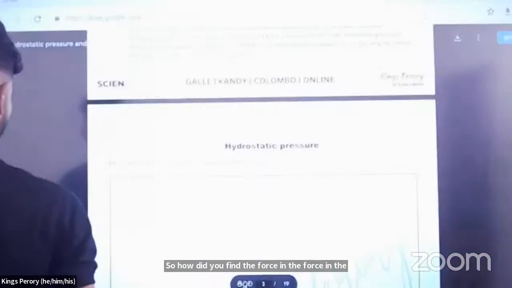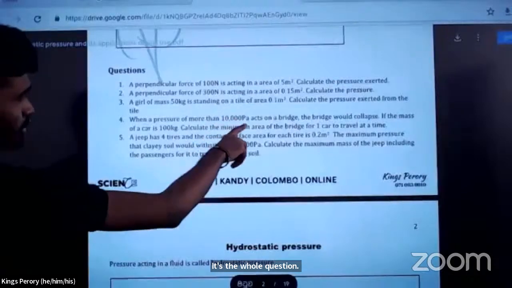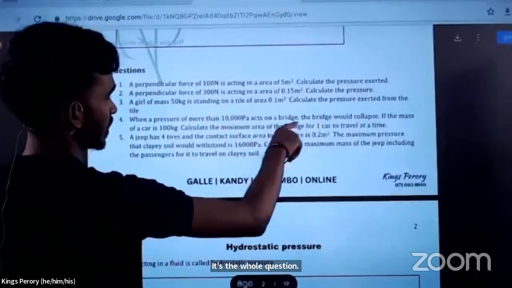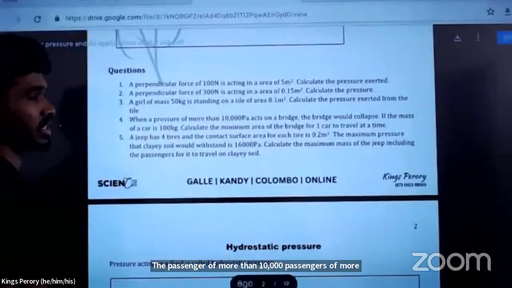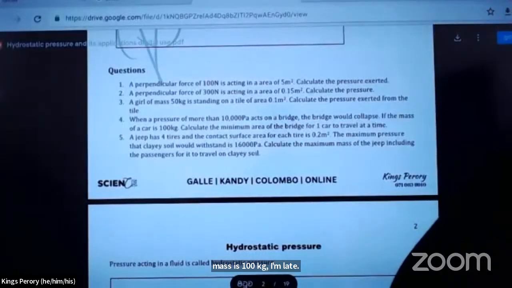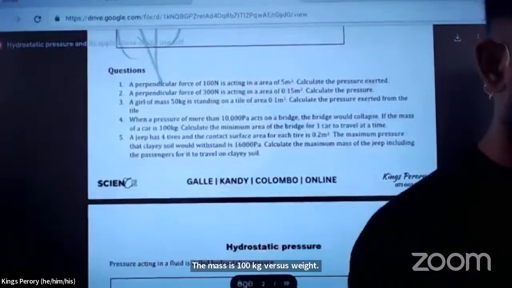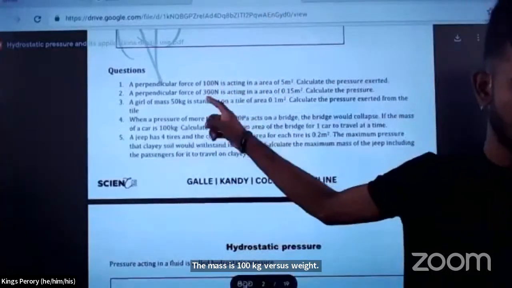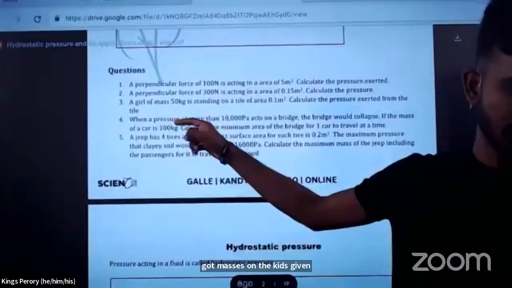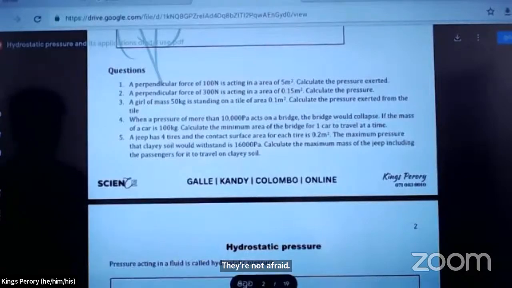So how did you find the force in the fourth question? The fourth question: when a pressure of more than 10,000 Pascal acts, mass is 100 kg. What is the weight? If the mass is 100 kg given, then what's the weight? 1000 Newton. That's how you find it.